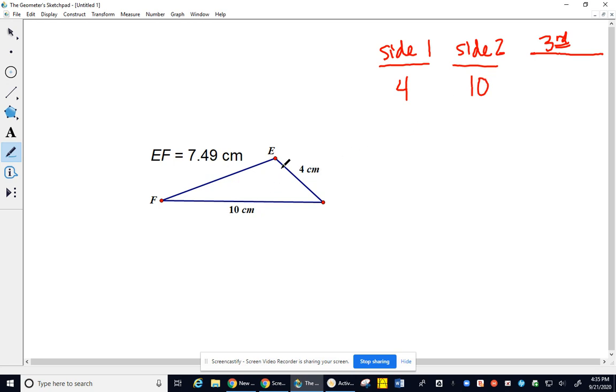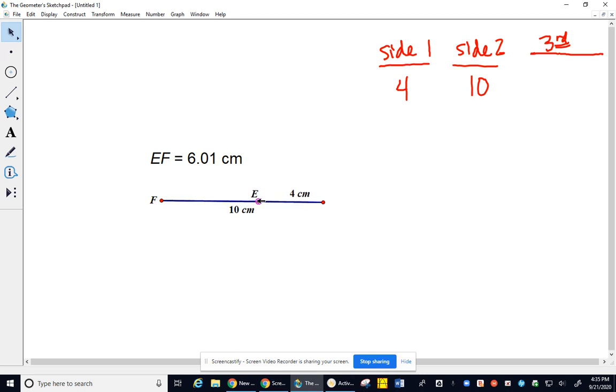Now remember, these two sides, the two smaller sides, have to add up to be bigger than the third side. So this is the measure of this third side, by the way. Right now it's 7.49 when this one is 4 and this one is 10. As I bring point E closer to my 10 centimeters, notice this length here gets shorter, as it should, because we're getting closer and closer to this. Eventually, it looks like we will get to exactly a straight line.